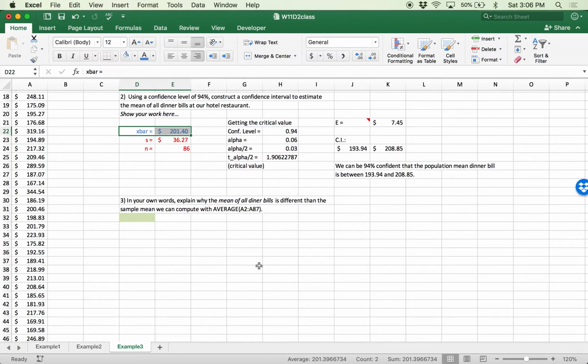So this is a really good exercise to try to put this in your own words. Think about what we've been working with over the past 2 weeks, from sampling distributions into confidence intervals into hypothesis testing. Try to explain why this works. Why is the mean of all dinner bills, this population parameter, generally speaking, going to be different from the sample mean that you collect as a researcher?